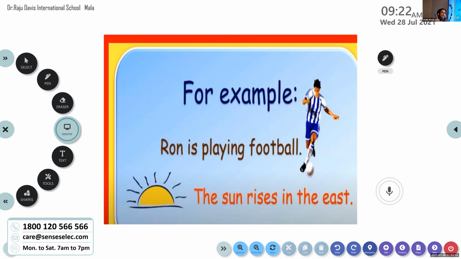Is that clear to all of you? Ron is playing football. Yes, it makes complete sense. The sun rises in the east. Yes, it makes complete sense. So therefore, both these groups of words are called sentences. Now, have you understood what a sentence is? Yes.